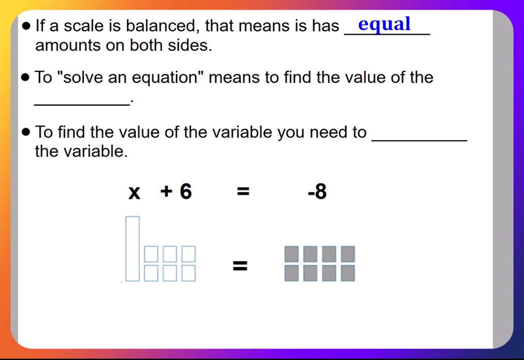When you hear the words "solve this equation" or "to solve an equation," it means you want to find the value of the variable. What does x equal? What does t equal? And to find the value of the variable, you need to isolate the variable. Isolate means to get it alone, get it by itself. So whatever the variable is, you need to get it by itself on one side of the equal sign in your equation.